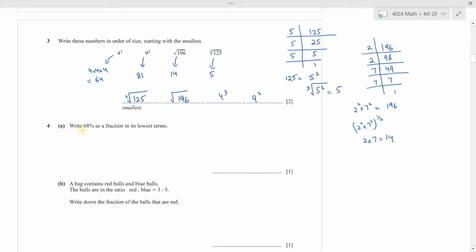Question number 4, part A: write 68% as a fraction in its lowest terms. So 68%, I can write it as 68 over 100. And then if I divide both the numerator and denominator by 2, I get 34 over 50. I can divide by 2 again, I get 17 over 25. So now I cannot simplify it any further, so your final answer will be 17 over 25.